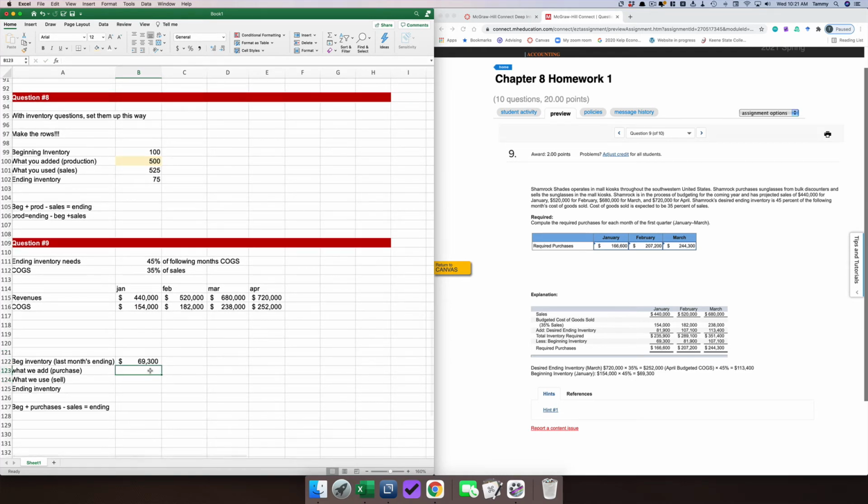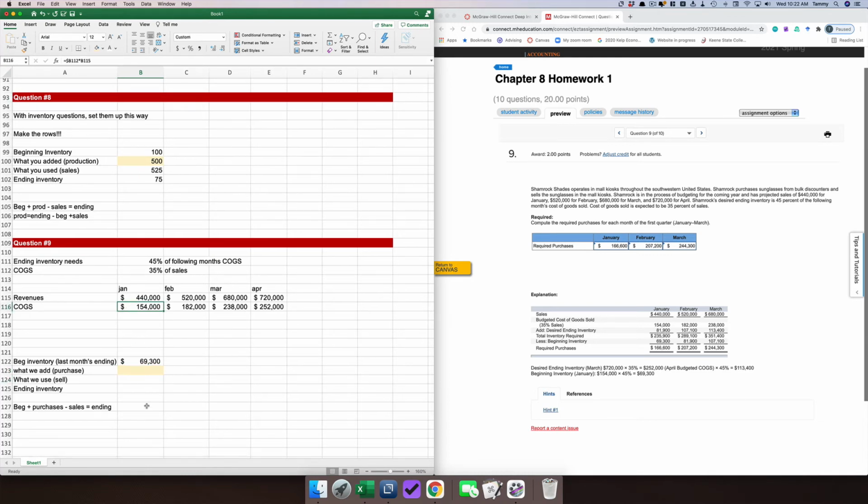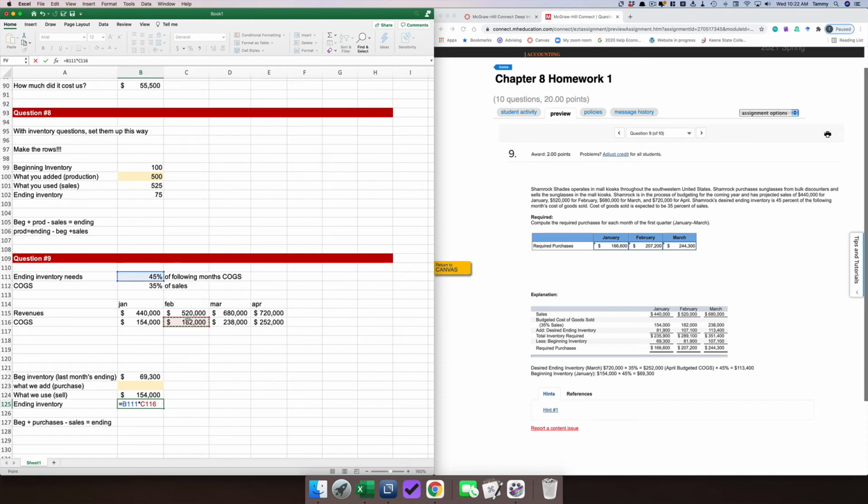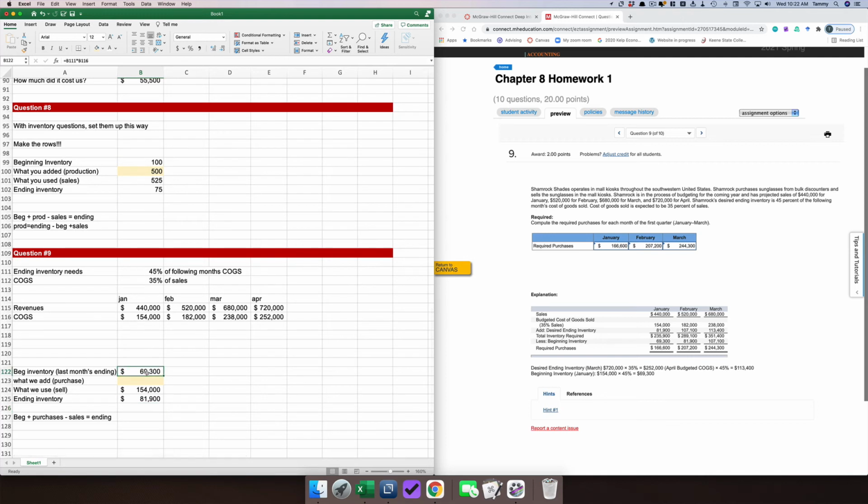And what we have to purchase, we don't know. We have to solve for this, right? So let's highlight that, just like we did above. What we sold is the cost of goods sold, right? That's the value of the inventory that we actually sold. So we just pick that up from above. And our ending inventory has to be 45% of next month's cost of goods sold. 45% of next month's cost of goods sold. Okay, that's January.